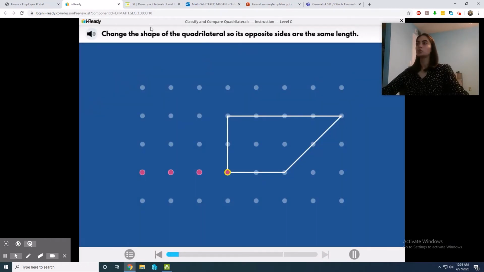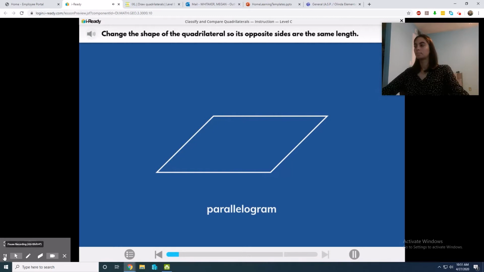Okay, change the shape of the quadrilateral so its opposite sides are the same length. It's telling us to use this one and move it so this side and this side are the same length. This one has 1, 2 more. So 1, 2. The shape you made is a parallelogram.